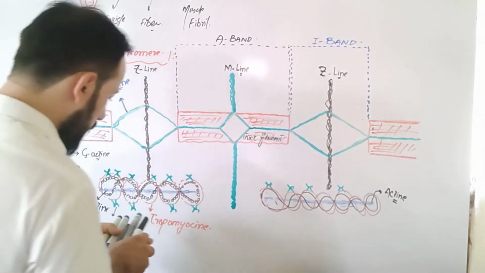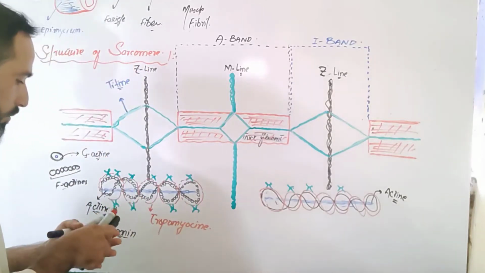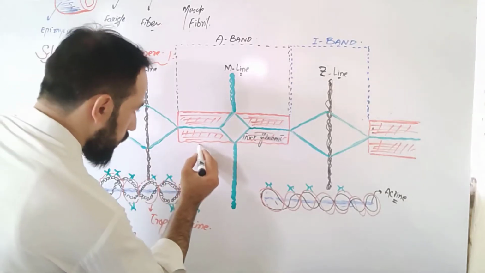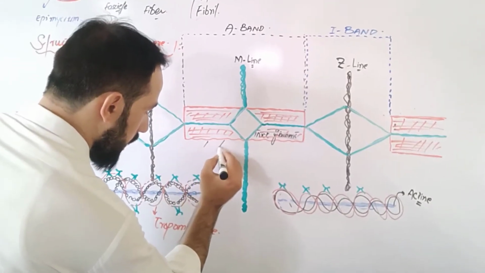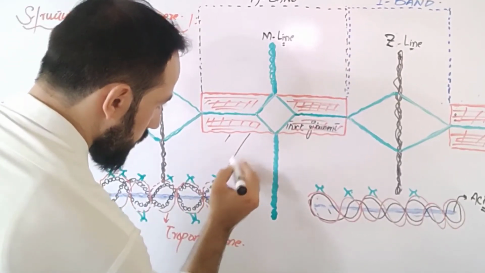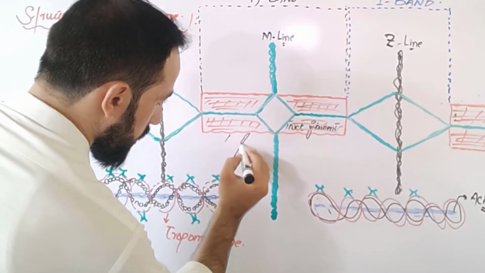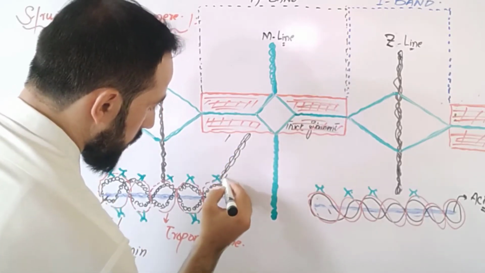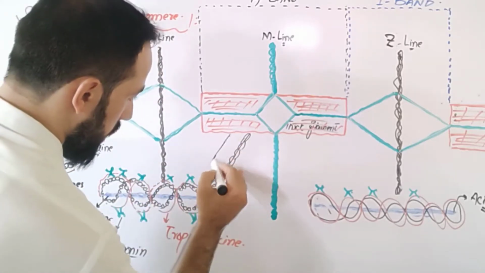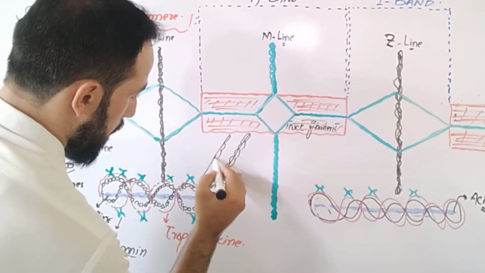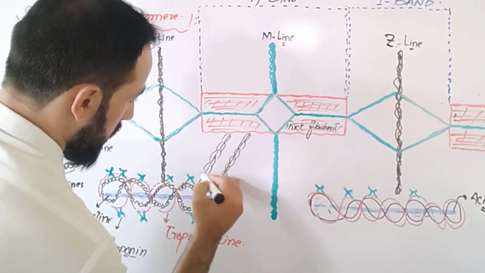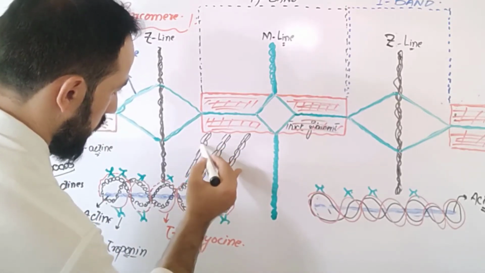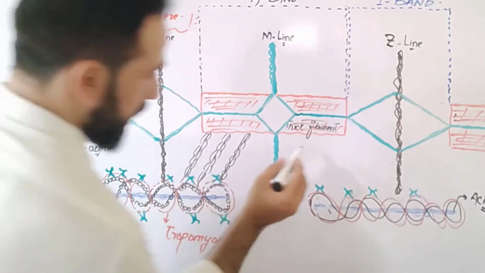Now here is another protein, which is combining this thin filament to this thick filament. So they are arranged like this, and here like this, like this, and here also.